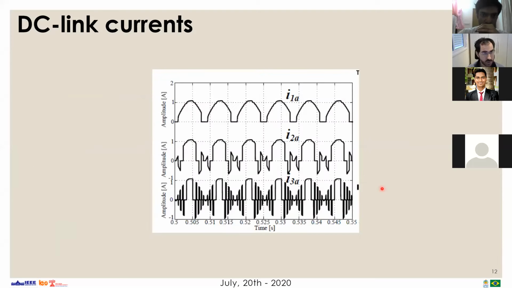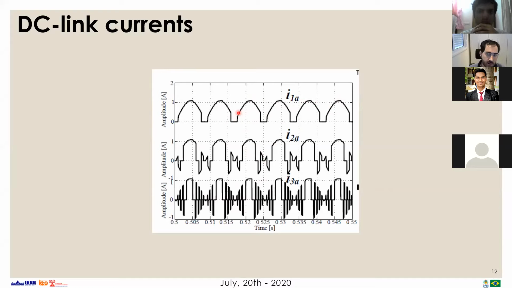If you take a look at the DC link currents, this is for the lower module, this is for the central, and this is for the upper. These currents are the currents being delivered by the DC sources. We can see here that they are pulsating, of course. For the lower module, they are pulsating, but special care is also for the upper module.